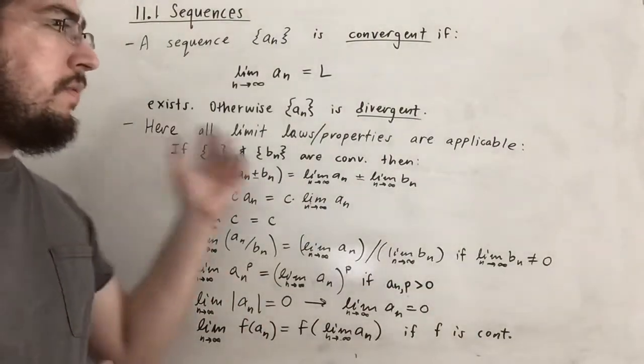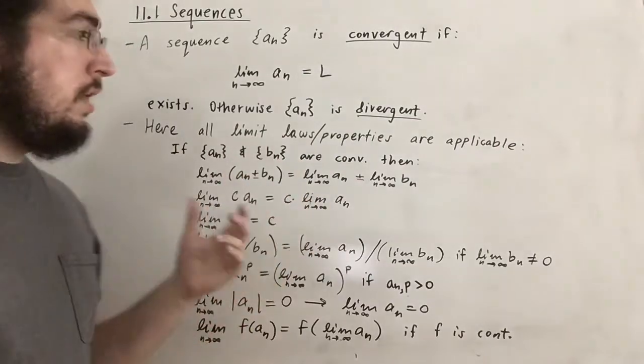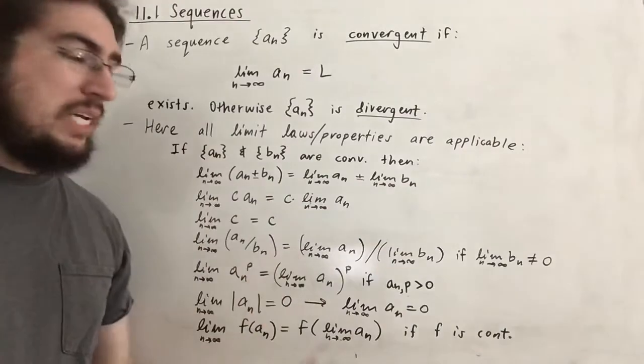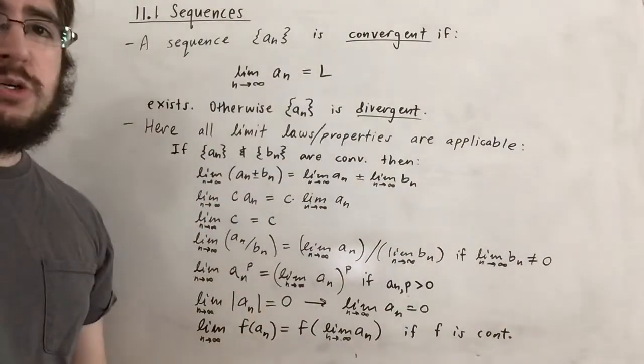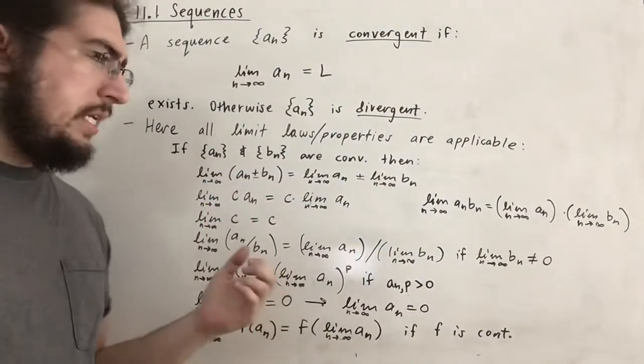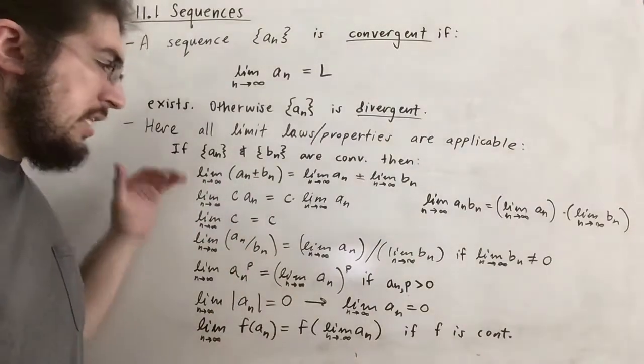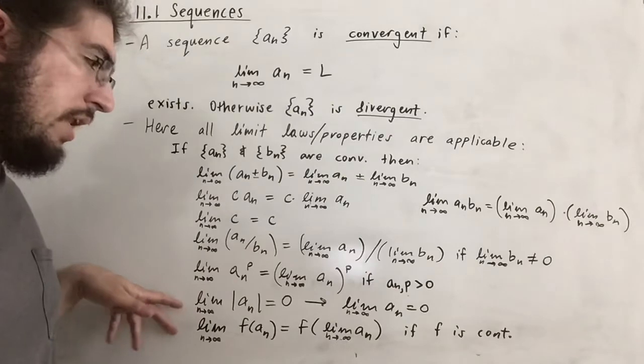Okay, here all limit laws and properties are applicable, namely these. So if a sub n and b sub n are convergent sequences, then the following are true. Okay, so I have a few of these properties listed here. Now, you can take your time and read through them if you'd like, but it gets more interesting as you go down to the last two.